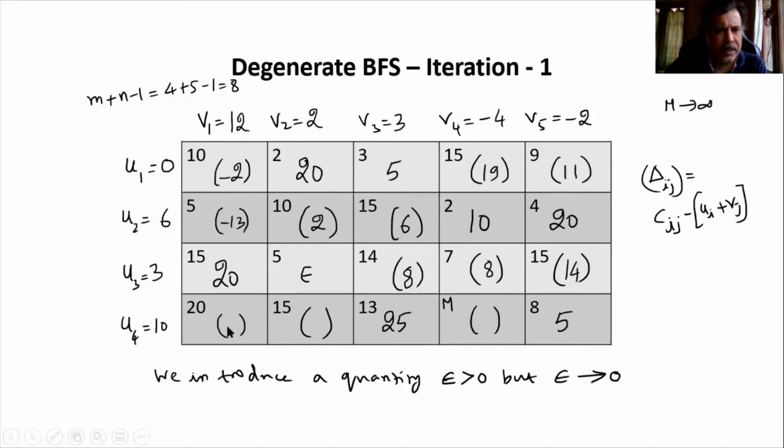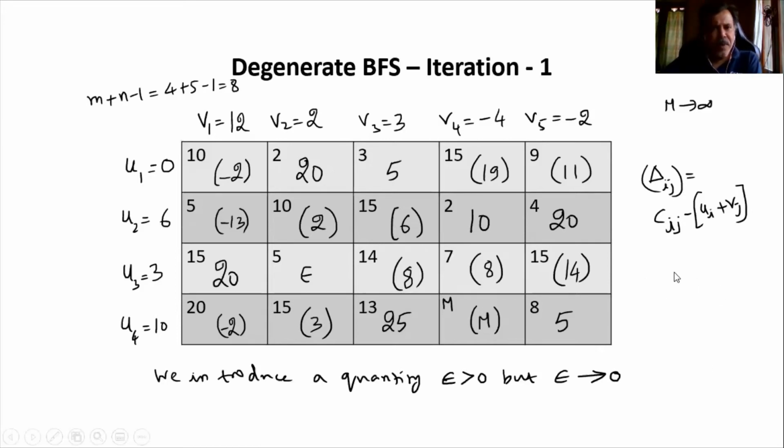10 plus 12, it is 22. 20 minus 22, it is minus 2. 10 plus 2, it is 12. 15 minus 12, it is 3. 10 minus 4, it is 6. Then M minus 6. M itself is a larger number, means it is an infinity. Infinity minus a smaller number 6 will again lead to infinity only. So we can simply write that as capital M.